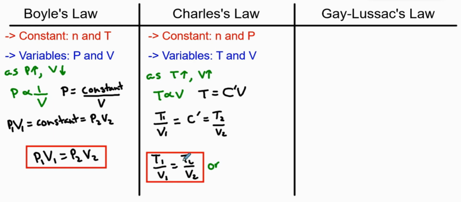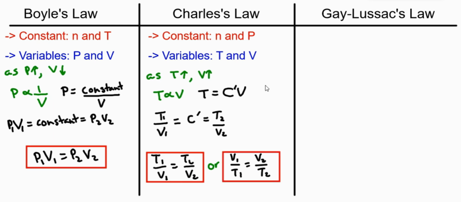So if I have two fractions that are equivalent to each other, their reciprocals also have to be equivalent as well. So what that means is an alternate version of Charles' law is V1 over T1, which is equal to V2 over T2. And that is an alternate version of Charles' law.